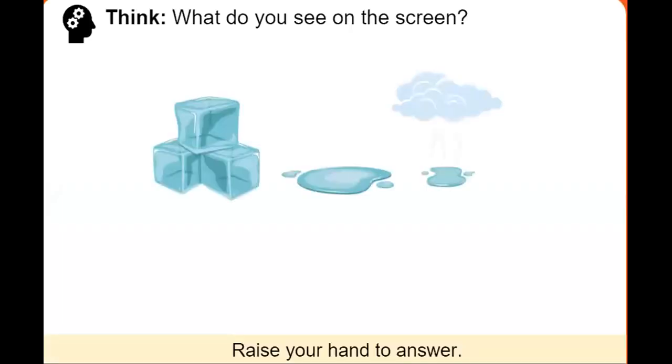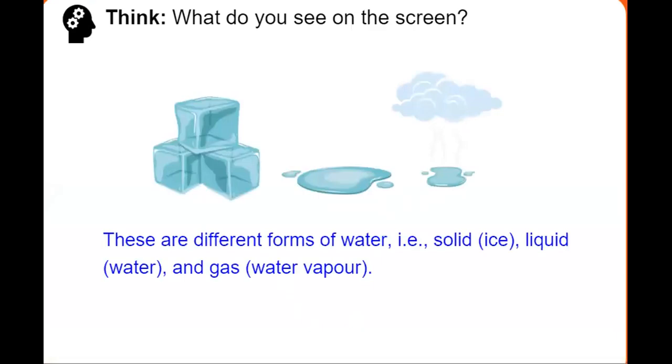Think, what do you see on the screen here? You can see water in the form of solid, water in the form of liquid, water in the form of water vapor. These are different forms of water. That is solid, ice, liquid, water, and gas, that is water vapor.